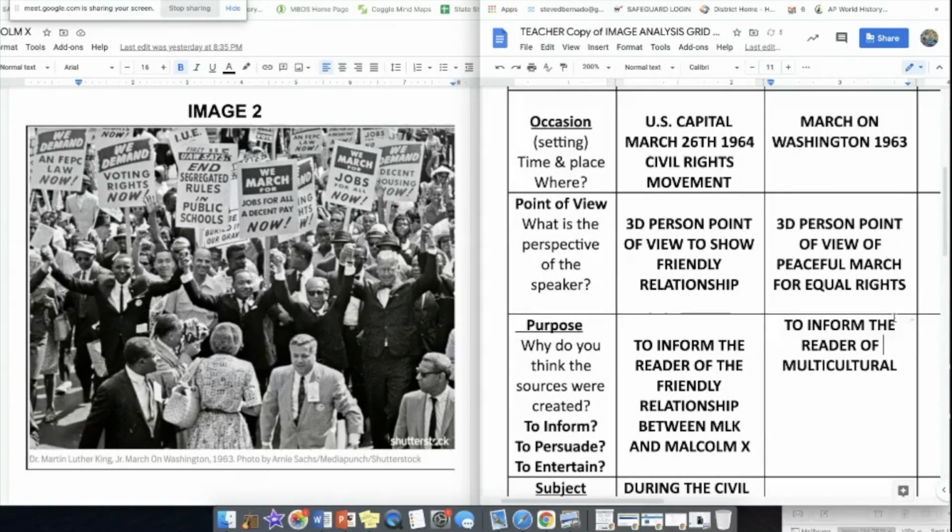Okay, so now what's the purpose here? What is the purpose of taking this photo? Well, to inform the reader or the onlooker, the person who looks at the photo, of Martin Luther King Jr.'s multicultural support for equal rights. This is multicultural support here. People of different race and cultural backgrounds holding hands in solidarity, in unity, trying to push this movement for more equal rights forward. What rights, Mr. D? The rights on the signs.